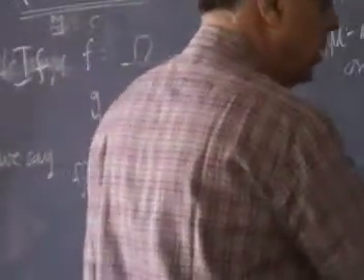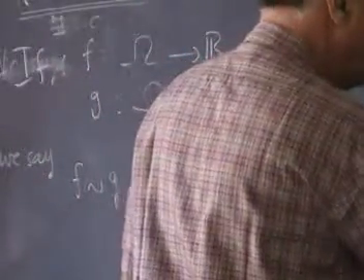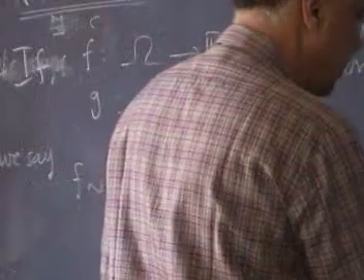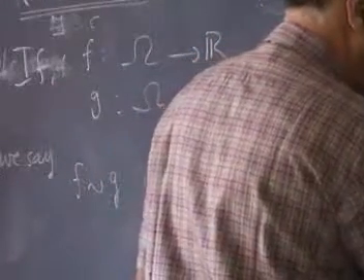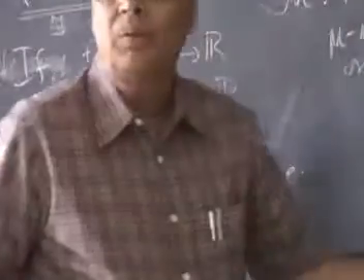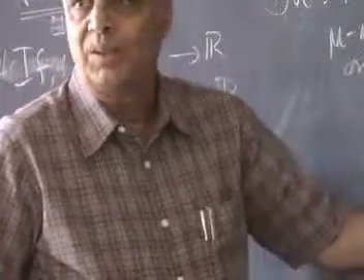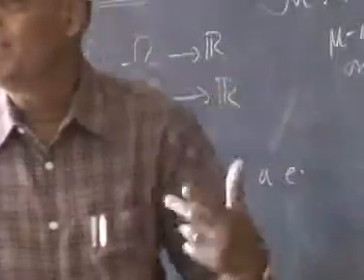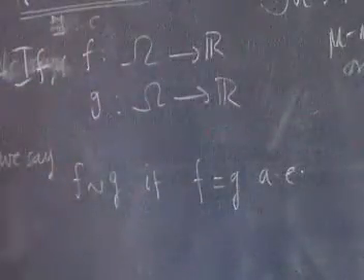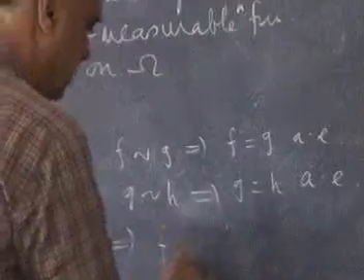F is equal to G almost everywhere, and G is equal to H almost everywhere. Now I want to conclude F is equal to H almost everywhere. Throw away the set where F and G don't agree. Throw away the set where G and H don't agree. On the remaining part, everything else agrees. So it implies F is equal to H.